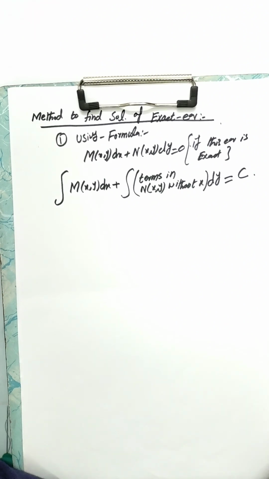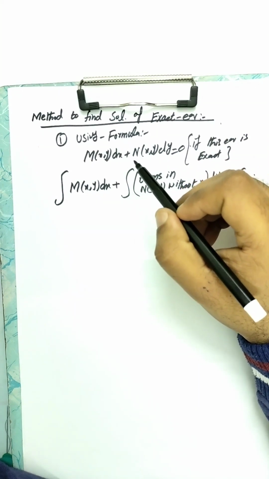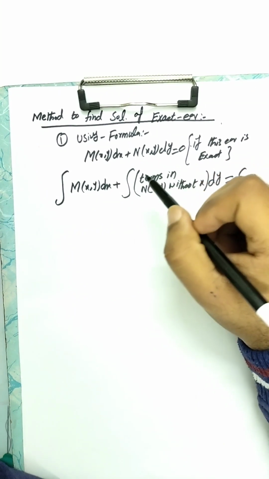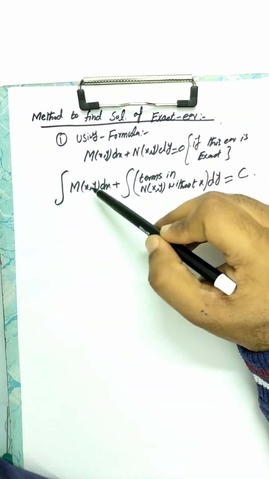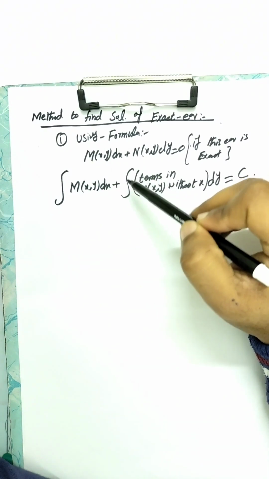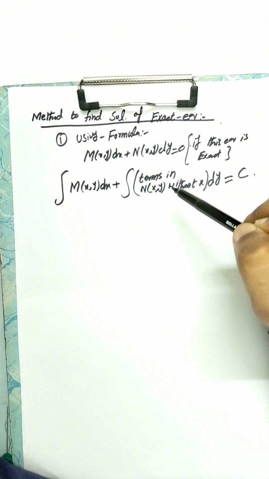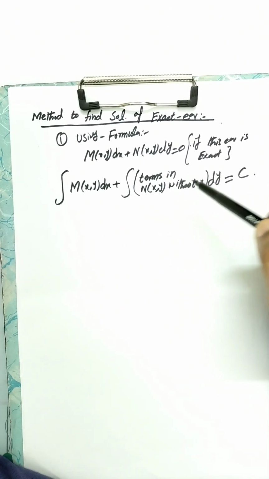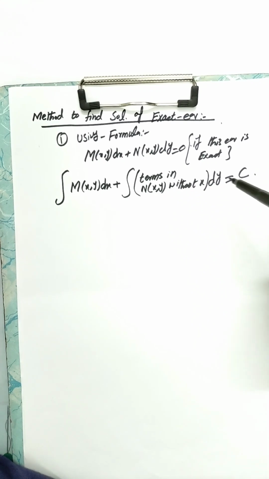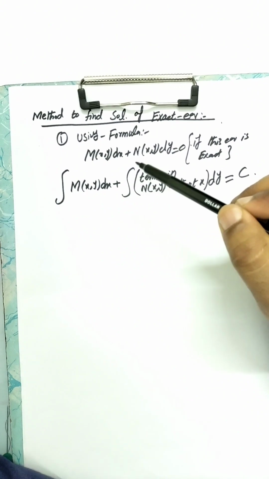Again I repeat, first we check whether the given equation is exact or not. If the given equation is exact, then we move on to its solution, and its solution formula is to integrate M with respect to x plus integrate N, but we take the terms of N without x. If a term has x, then we neglect that term, and we integrate N with respect to y and put it equal to c, and then we integrate both terms and we get the solution.